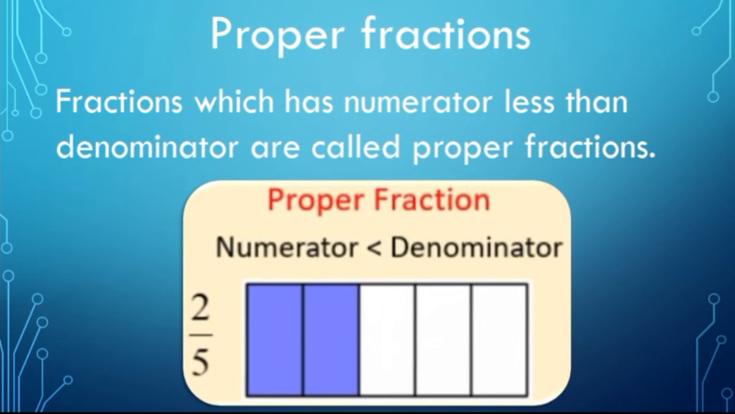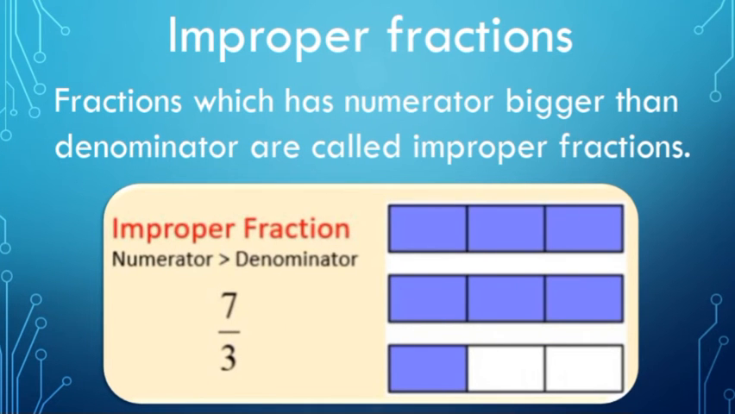First one is proper fractions. Fractions which have a numerator less than the denominator are known as proper fractions. As you can see in this figure, here it is 2 by 5 and I have colored 2 parts, and this is a proper fraction.